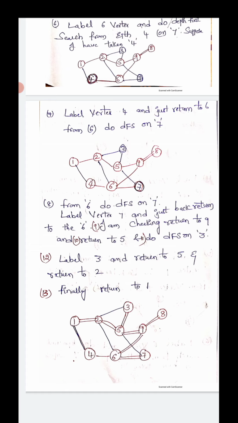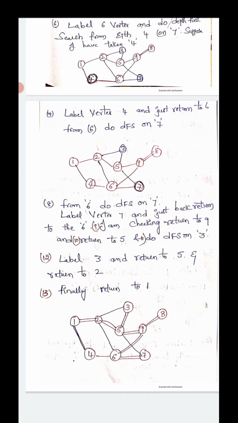Listen carefully: from 6 we take the 6 vertex and do depth first search from either 4 or 7. Suppose I take 4 here. Label vertex 4 and return to 6. Then from 6 do DFS on the 7th node, label vertex 7, and backtrack to 6. I give a double line for 6, and I am checking the return to 9, with a double line, and then return to 5.